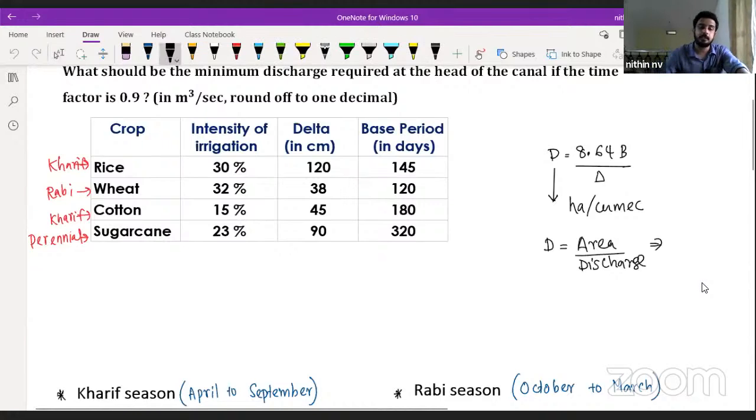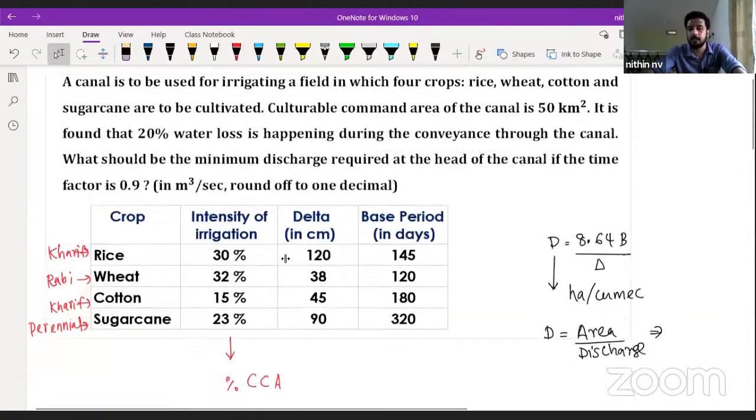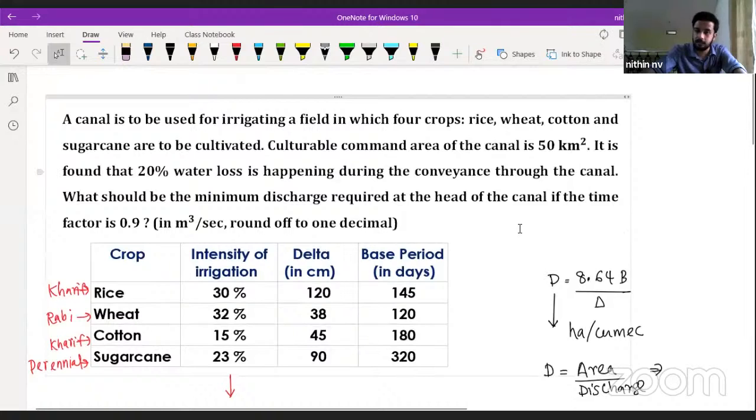What do you mean by this intensity of irrigation? It is not like our intensity of rainfall. Intensity of irrigation means how much percentage of culturable command area is irrigated. If we have a culturable command area of 100 hectare, and I am cultivating rice on 50 hectares, intensity means 50%. Understood? Out of the total culturable command area, how much area is under that particular crop is the intensity of irrigation. They have given 50 kilometers square as the culturable command area.